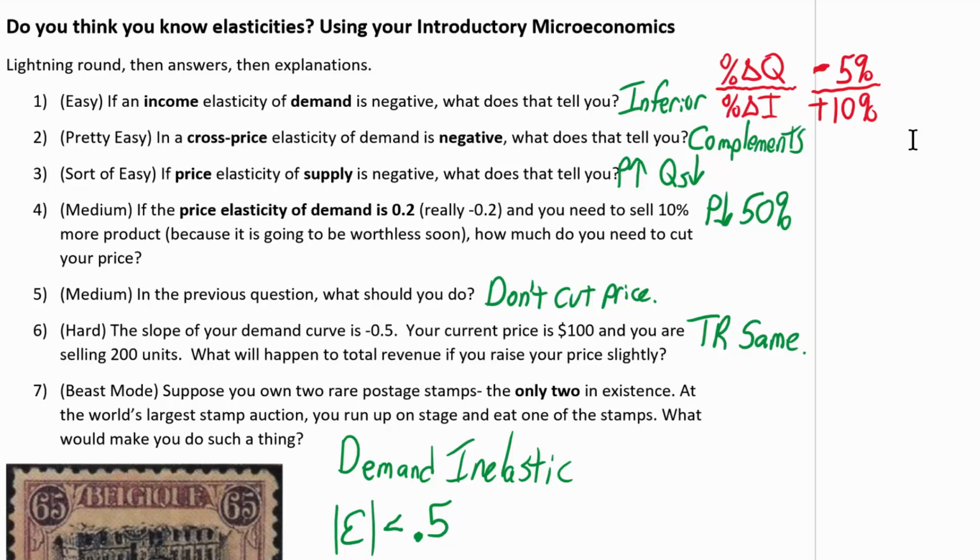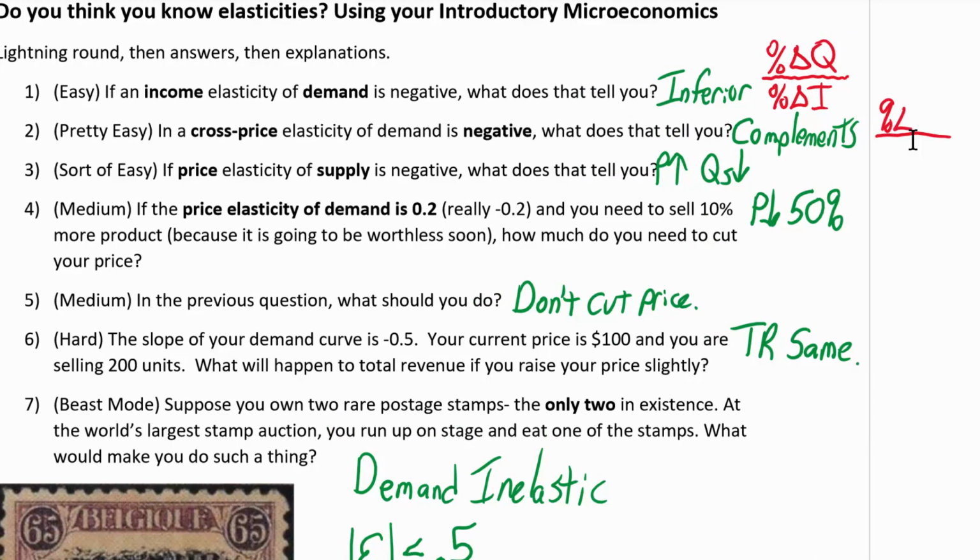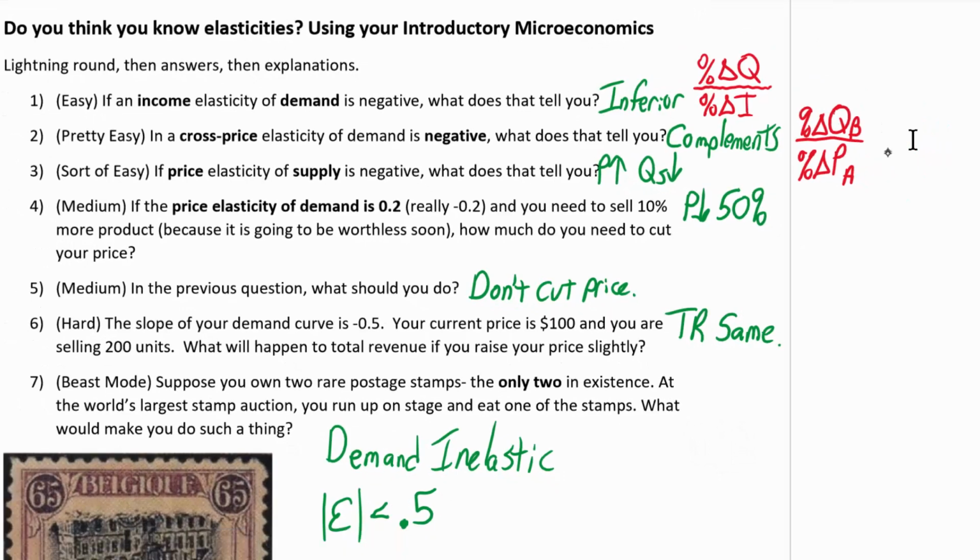Question number 2. If a cross-price elasticity of demand is negative, what does that tell you? Well, that's complements because the formula for cross-price elasticity of demand is percent change in the price on the bottom of good A and the percent change in the quantity of the other good B on the top. So if that's negative, what that's telling us is that, say, the price of good A might be going up 10%, right? So that's the price of A.